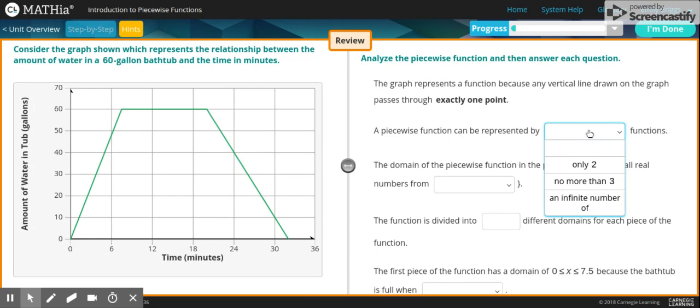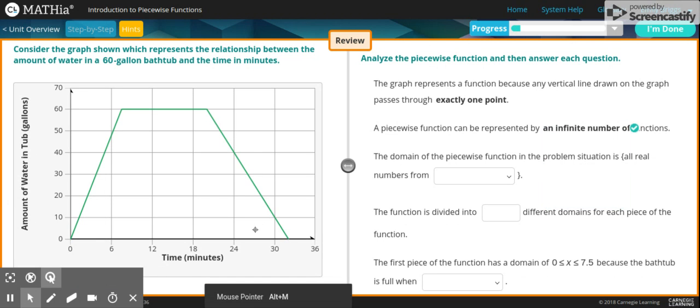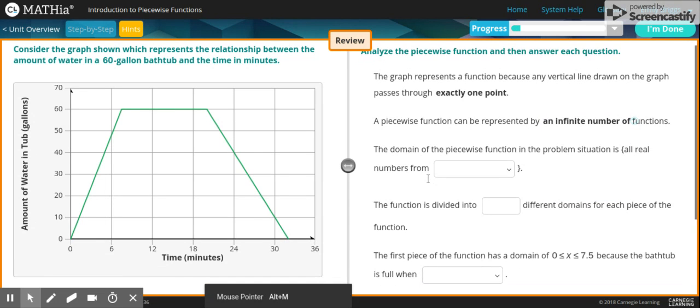A piecewise function can be represented by only two, no more than three, or an infinite number of functions. The answer is an infinite number of functions.